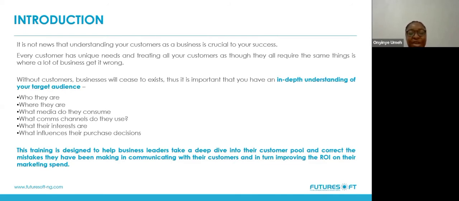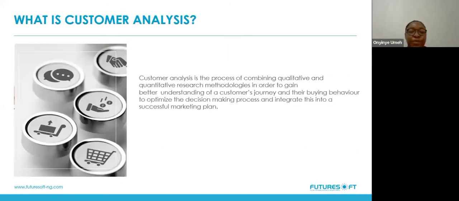So at the end of this training, the hope is that as a business, as someone who markets for other businesses, you'd be able to segment your audience properly and then target them the way that they want to be targeted. If you do this successfully, you'll be able to improve your return on investment when it comes to your marketing spend. So we've gone through the background of what customer analysis will do for your business and why you should do this.